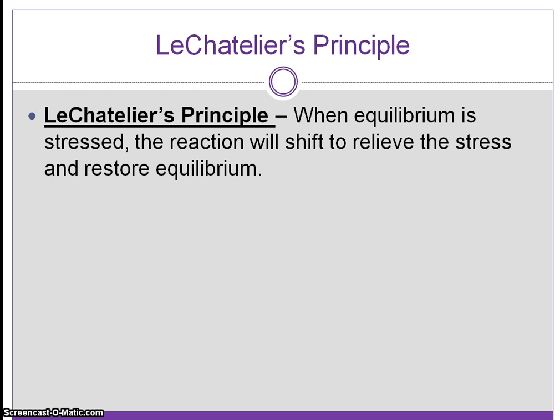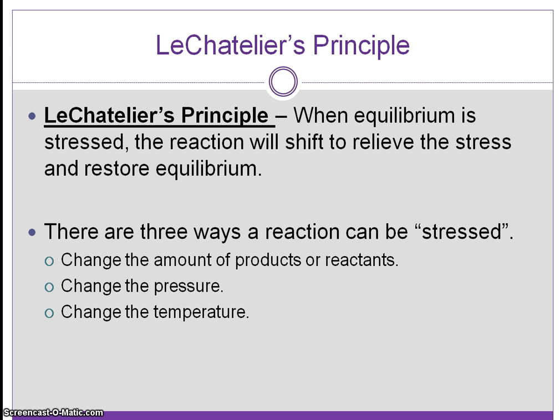If we're at equilibrium, the two reactions are going the same speed, so we need to put stress on the reaction to force it to go one way or the other. And there's 3 ways you can change equilibrium. You can either change the amount of stuff that you have, you can change the amount of pressure, or the amount of temperature. So let's start with the amount of products or reactants.